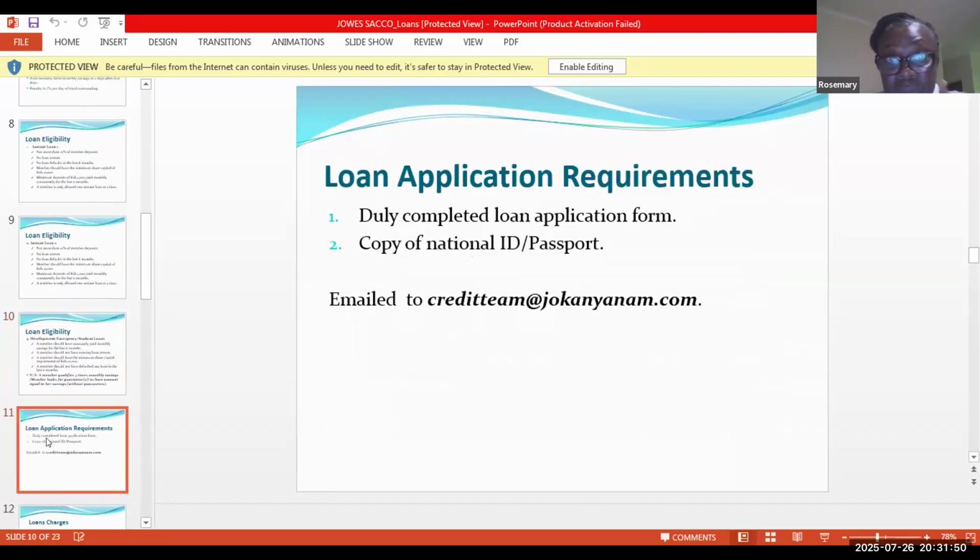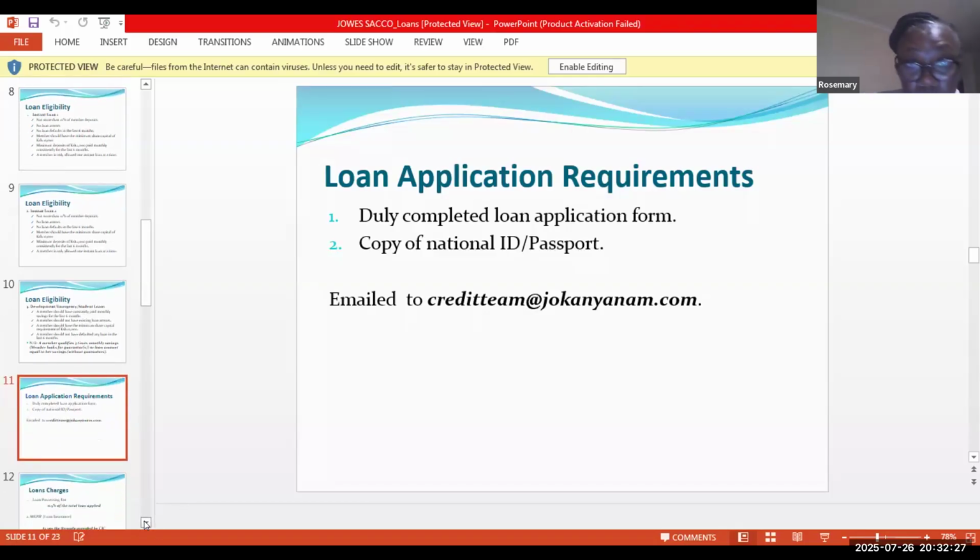Loan application. For the loan application requirements, you can apply in 2 ways. Either you apply through Quora, where you fill in the form, and then the office will process it. Or you can ask the office to send you the loan application forms. And when you're applying, you need to attach your national ID or your passport, and you email this to the credit team at jokanyanam.com.